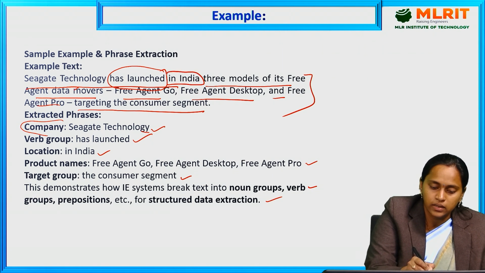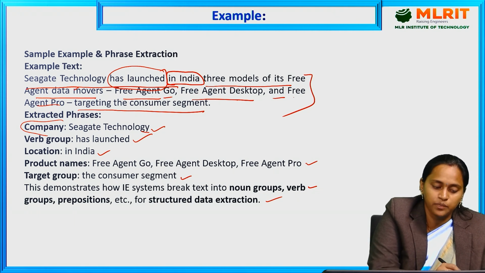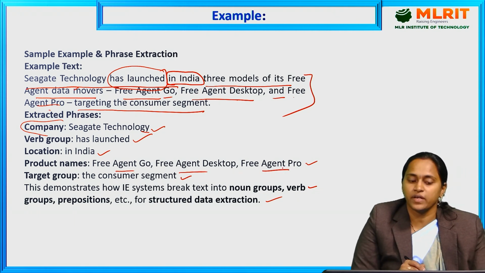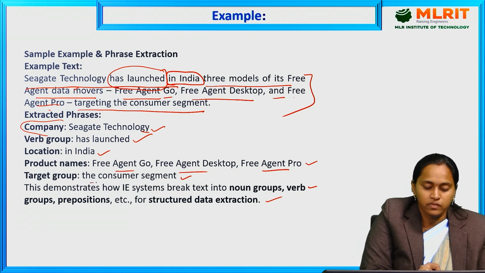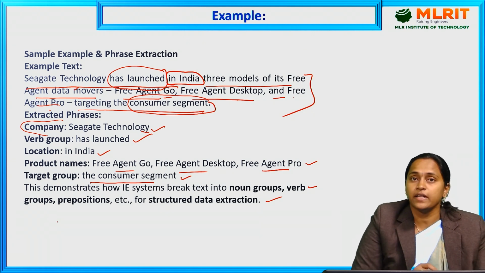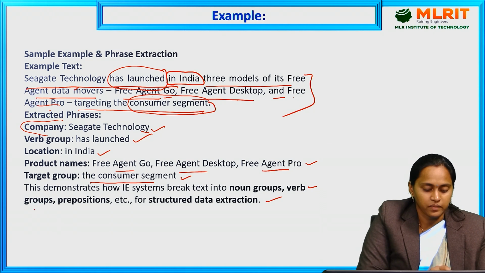See here. Next, the product names are FreeAgent Go, FreeAgent Desktop, FreeAgent Pro. There are 3 types of products. This is one type of entity. Next, the target group. The target group is the consumer segment. Like this, we are dividing the phrases from the sentence, that means the paragraph.